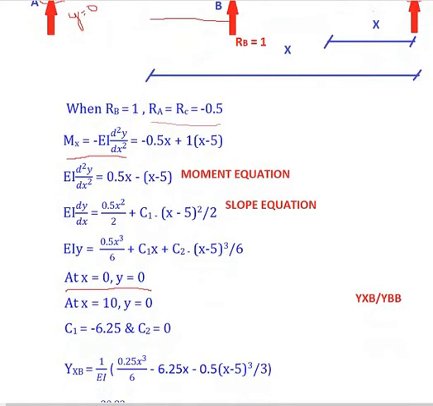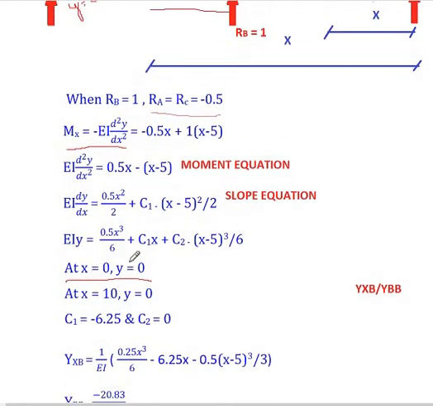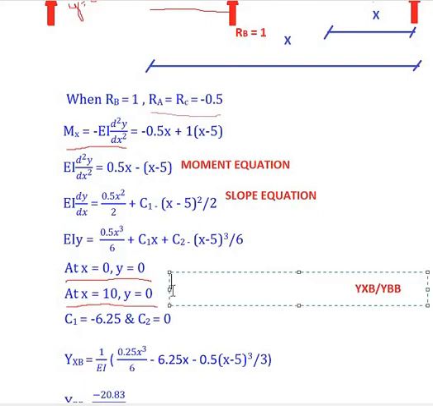First I have to substitute x is equal to 0 and y is equal to 0 in this deflection equation. I will get one constant, and then by substituting the boundary condition at x is equal to 10 and y is equal to 0, I will get the other constant. So we can easily find out the C1 and C2 constants by using these two boundary conditions.